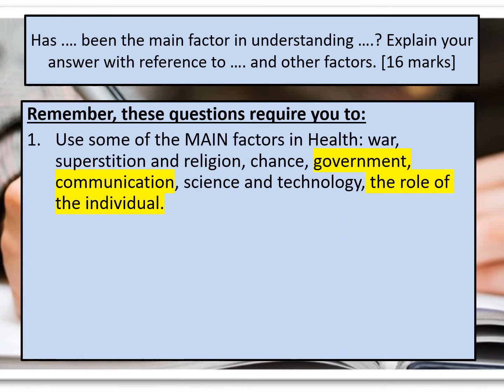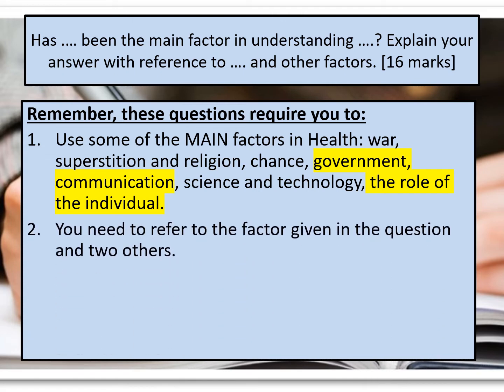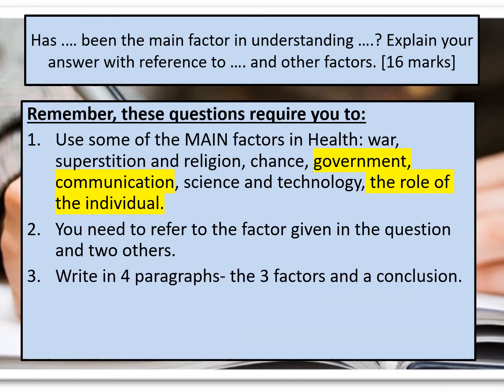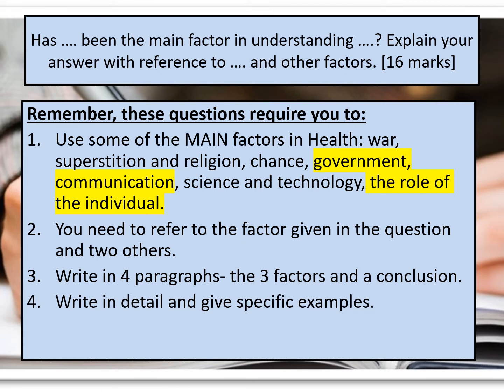Now, for the real exam, there are going to be 7 factors that you will need to know in depth. You'll need to know about war, superstition and religion, chance, government, communication, science and technology, and the role of the individual. So we need to know about all of those 7 factors. You'd have to talk about the one that they mention in the question. So in the real exam, they could mention any one of those 7, and you would then have to pick 2 others that you remembered and discuss them. We'd need to write about 3 factors, therefore, and do a conclusion, and we'd want to give lots of specific examples.